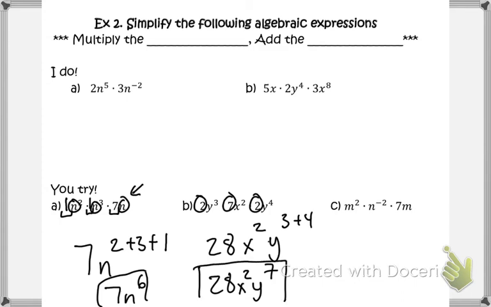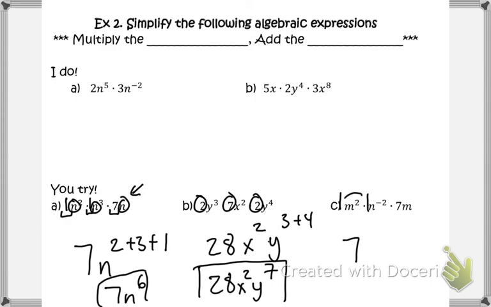And for our last example, I'm going to have m squared times n to the negative 2 times 7m. Alright, we're getting a little bit more complicated. So let's check first. What are the coefficients? 1, 1, and 7. I'm going to go ahead and multiply all three coefficients. 1 times 1 times 7 is 7. And which exponents can I combine? All of them?